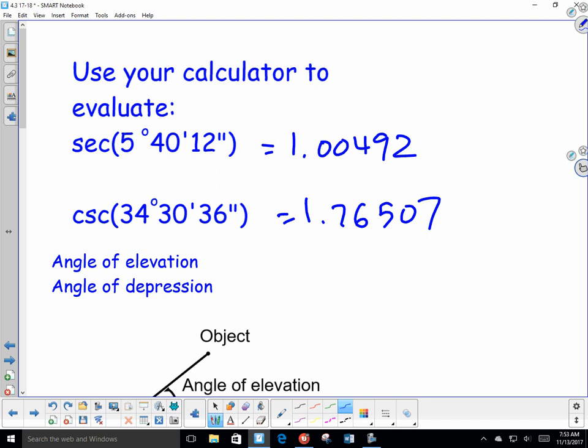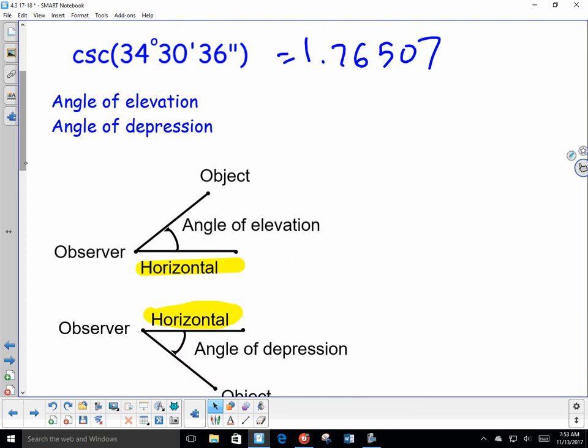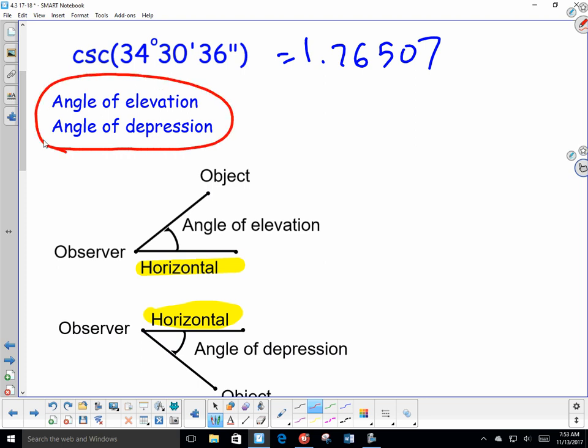Okay. And now let's talk about how we're going to see some of these SOHCAHTOA kind of problems in terms of a word problem. They might be in the context of a problem talking about an angle of elevation or an angle of depression. An angle of elevation would be a problem where there's some observer, could be you, and you're looking up at some object that's on a hill or up in the sky or something like that. And the angle of elevation is going to be this angle from the horizontal up.